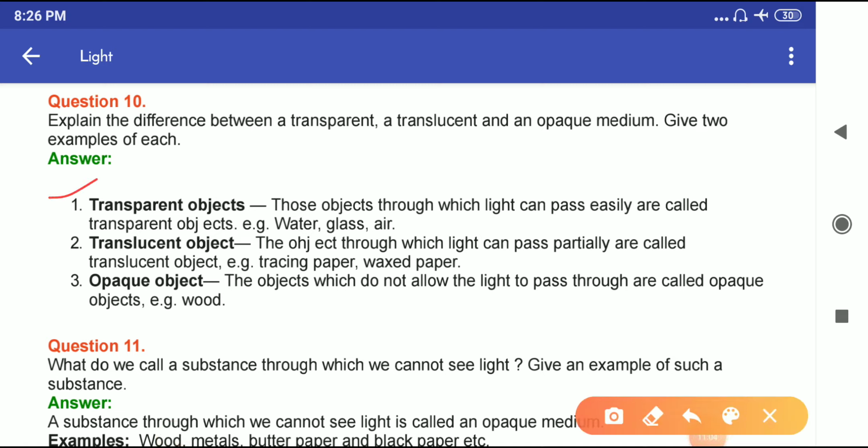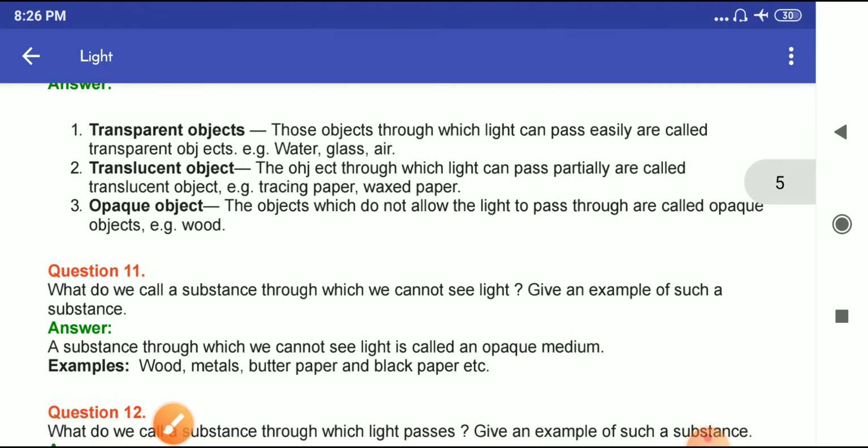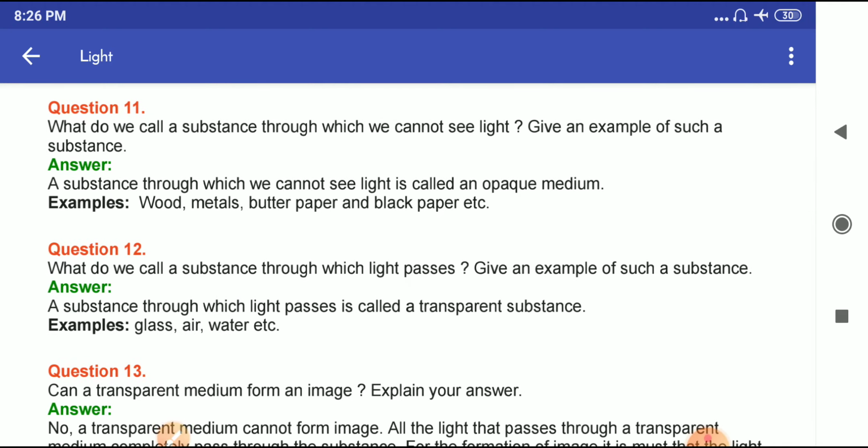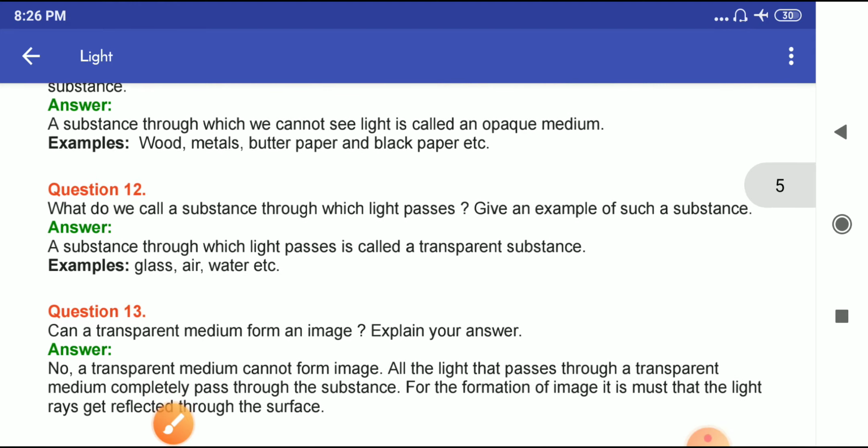So this is your answer. Transparent object, definition and example. Translucent and opaque. You can also write the definitions that I explained to you in the lesson. Now question number 11: what do we call a substance through which we cannot see light? That object is known as opaque medium, and the examples are butter paper, black paper, wood, table, etc.